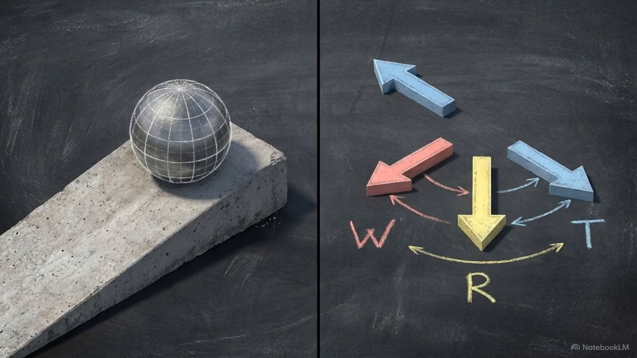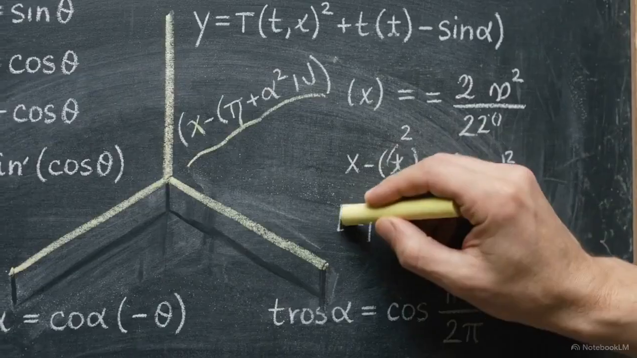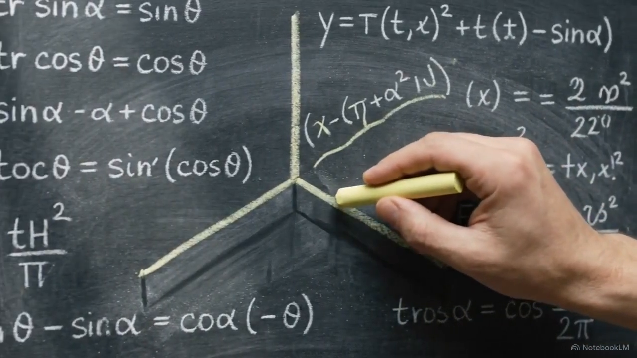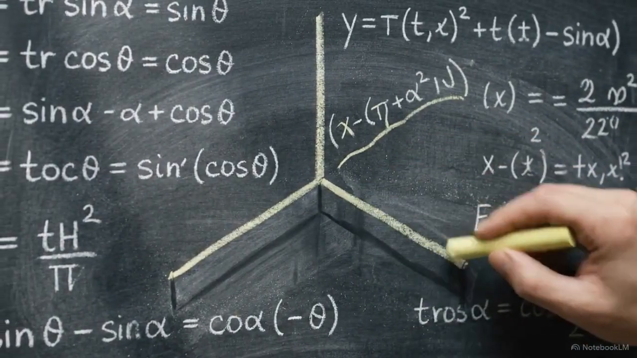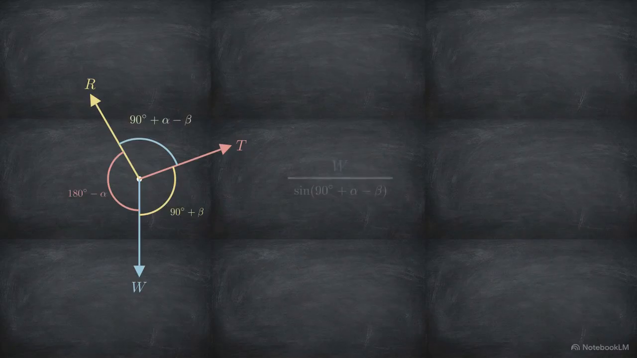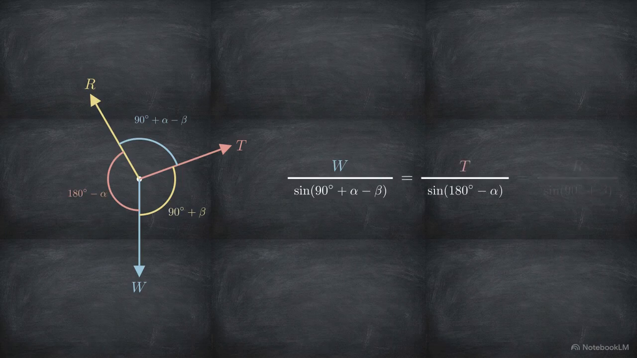Every part of the physical setup, the sphere, the ramp, and the string, has now been translated into a coordinate on a geometric map. Now we apply Lami's theorem. This rule allows us to translate these geometric angles back into the physical forces we're looking for. The theorem states that in equilibrium, each force is proportional to the sine of its opposite angle. This gives a three-part equation: weight over the sine of its opposite angle equals tension over its opposite sine, which equals reaction over its opposite sine.